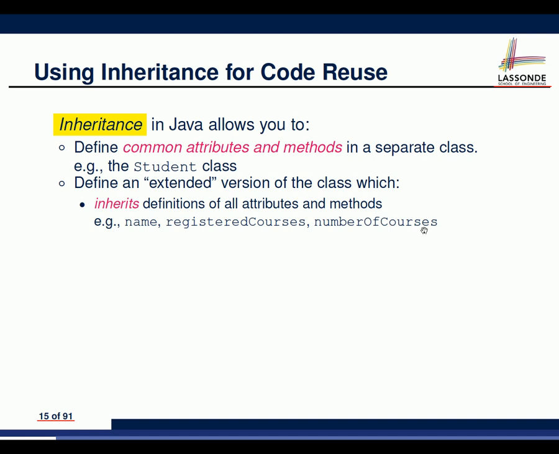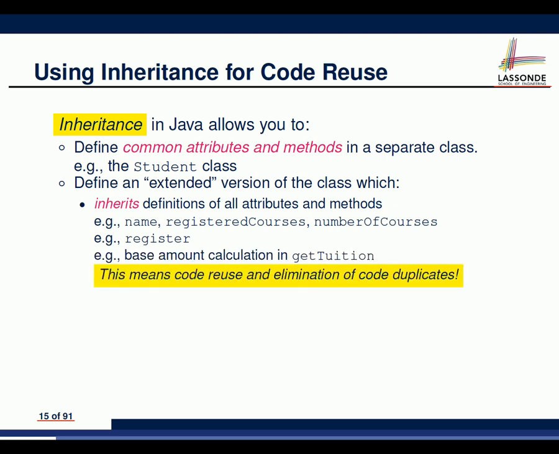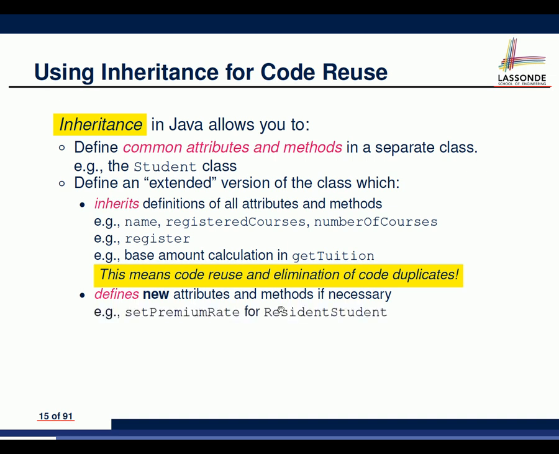Okay, we got name, register courses, number of courses, and also we can define new attributes and new methods. For example, in the case of the resident student, we can set the premium rate attribute. In the case of non-resident student, we got discount rate. That's a new one. Now, the third kind is really the tricky one. For example, let's say this.